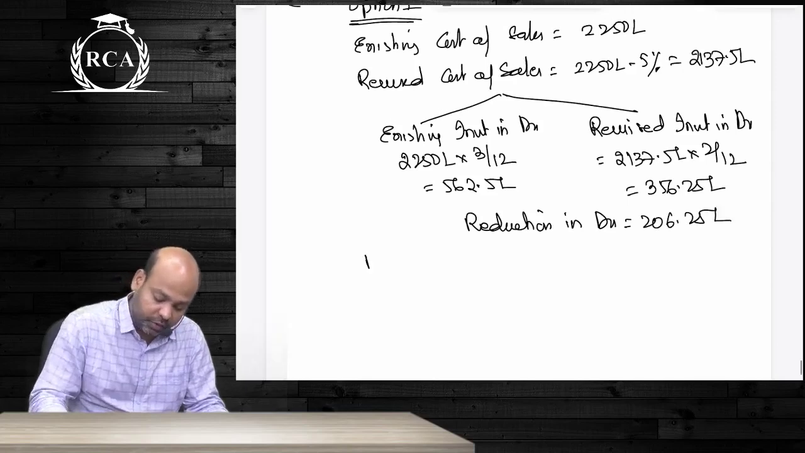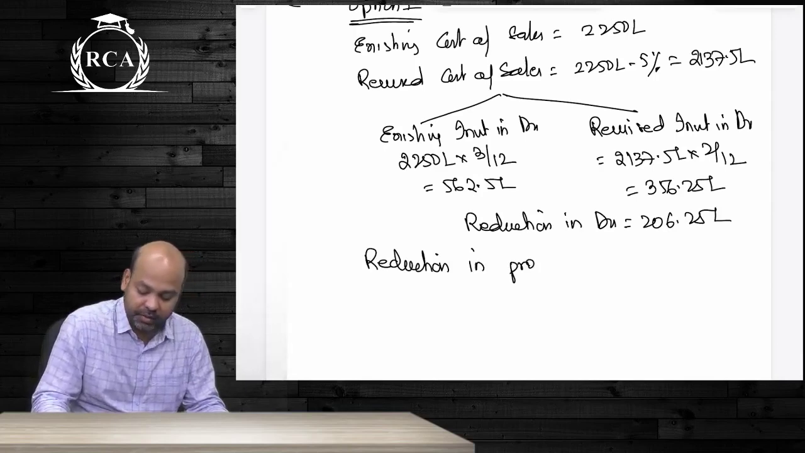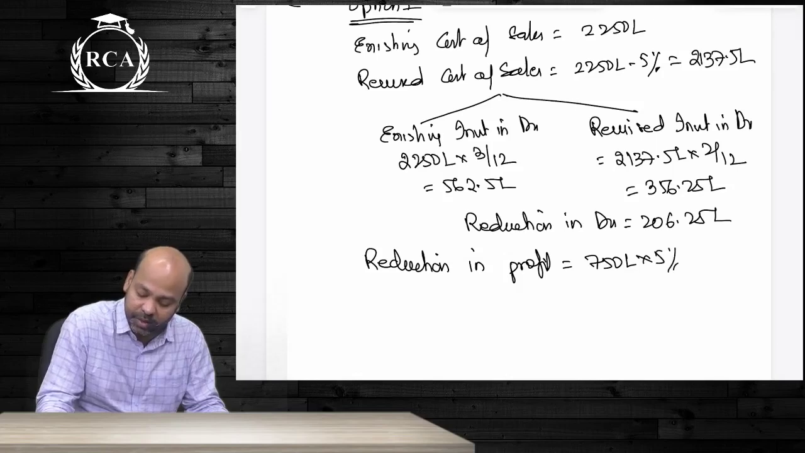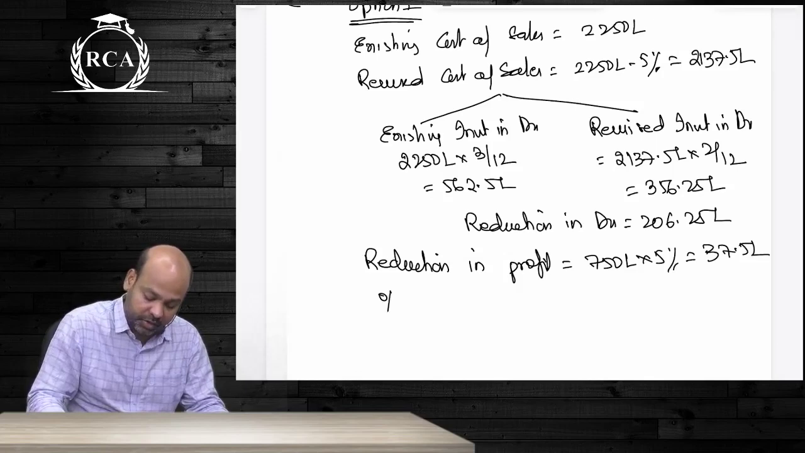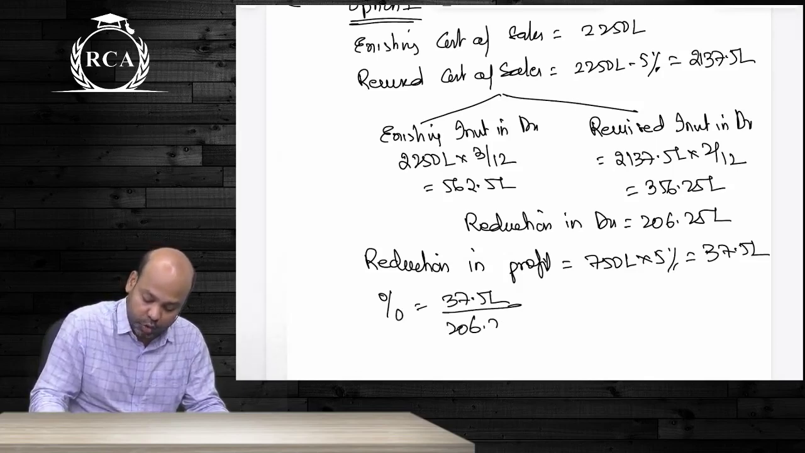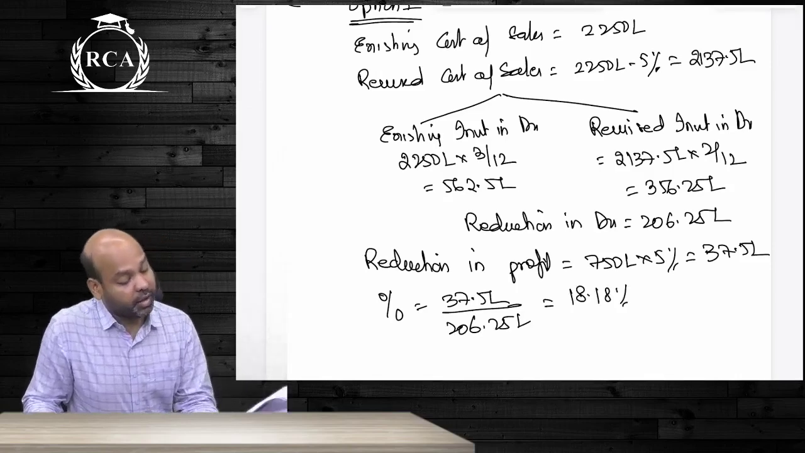206.25 lakhs. What is your reduction in profit? That will be the same, guys. 750 lakhs, guys, multiplied by 5% is 37.5. Now, guys, what is your percentage cost? 37.5 lakhs divided by 206.25 lakhs is 18.18. Are we clear, guys?